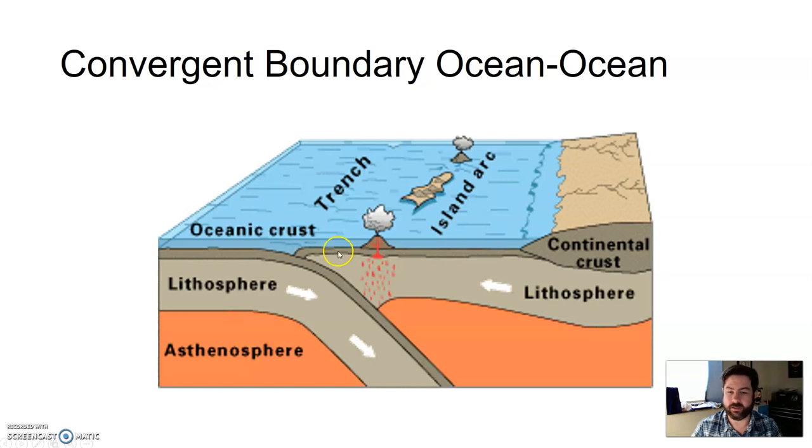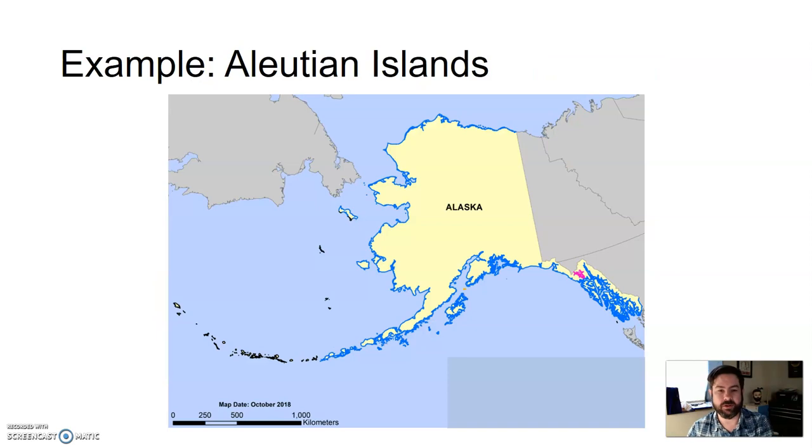So when they crash together, something's got to get pushed down. So one of the crusts gets pushed down. But you get these arcs of island, these long chains of typically volcanic islands. A good example of this would be the Aleutian Islands off of Alaska. So this would be oceanic crust. Why? It's under the ocean. Over on this side would be oceanic crust.